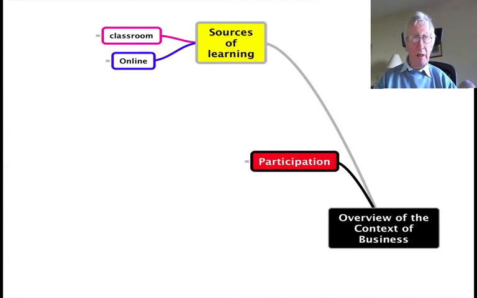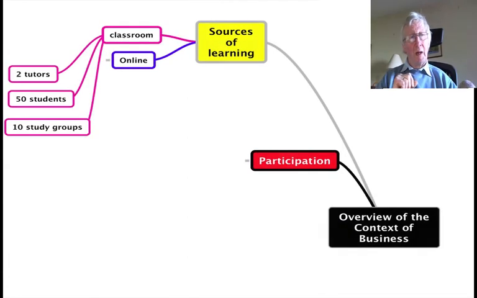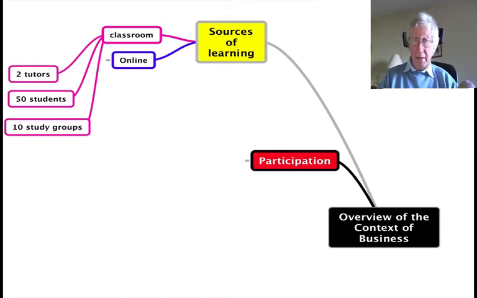Now if we go back to look at the classroom, as I said, we've got 2 tutors. Each classroom has got 50 students, and these 50 students are divided into up to 10 study groups. I might point out that in practice most of our classes will have less than 50 students, but the maximum is 50 students and the maximum is 10 study groups.